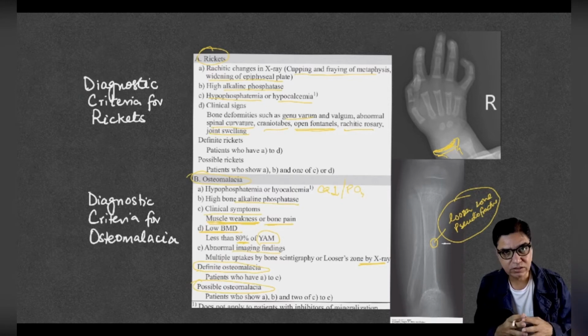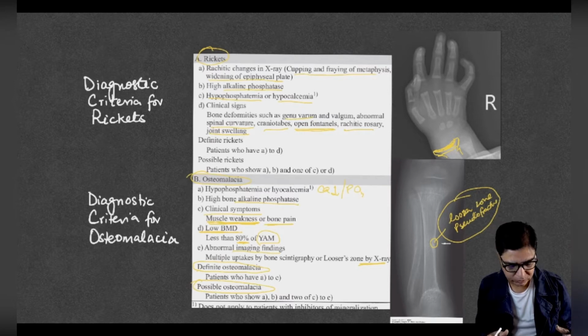So these are some of the diagnostic criteria required to make a diagnosis of rickets and osteomalacia. You should keep it in mind. Many people are not familiar with this. Low calcium, low phosphate, and high alkaline phosphatase are enough to make a diagnosis of rickets. Well, you can make it, but that is a possible rickets. I mean, this is not a definitive diagnosis of rickets. So for a definitive diagnosis of rickets, just keep these criteria in mind.